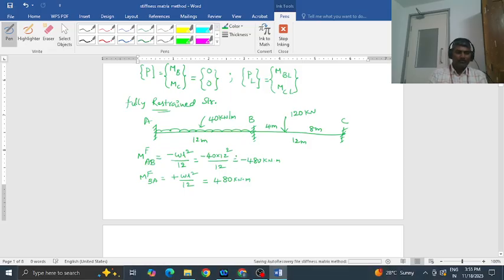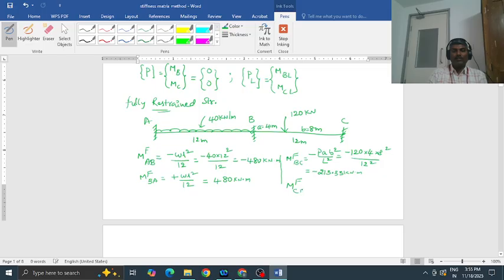Okay. Now let us write fixed end moments in BC. I'll write it here itself. Right. So MFBC value is negative anti-clockwise moment, P A B square by L square. So minus 120, A is 4, B is 8, 8 square by 12 square. Which works out to minus 213.33 kilonewton meter.